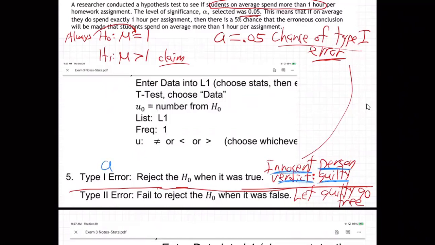So alpha equals the chance of a type 1 error. Let me put that in here. Alpha is the chance of a type 1 error. That's what it is. I haven't told you that before. I've been keeping it a secret. No, I'm joking around. But alpha is the chance of a type 1 error, which is what? The chance that you're going to reject the null when it was really true.